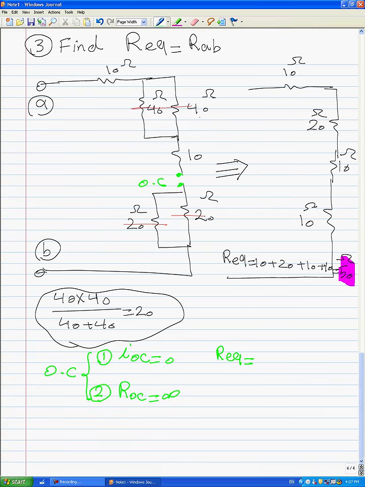Okay, now the equivalent resistance is equal to infinity plus 10 plus 20 plus 10 plus 10, and the total equivalent resistance should be infinity.